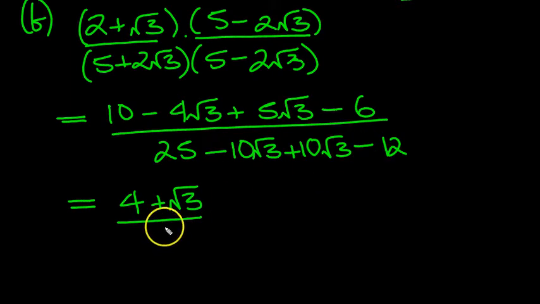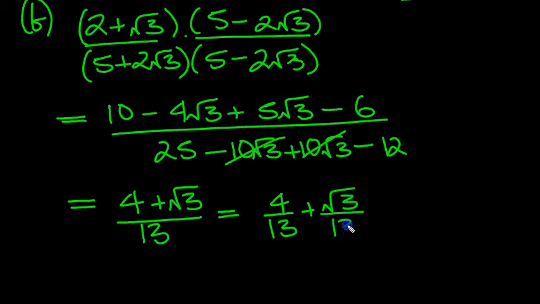25 take 12 is, these cancel of course, that's why we did it. 25 take 12 is 13. So we end up with 4/13 plus root 3 over 13. There we go.